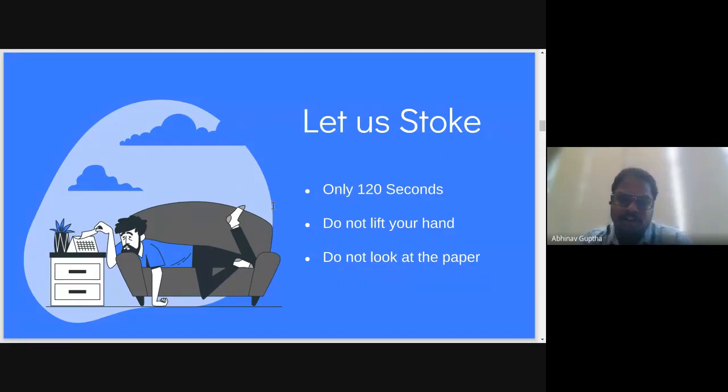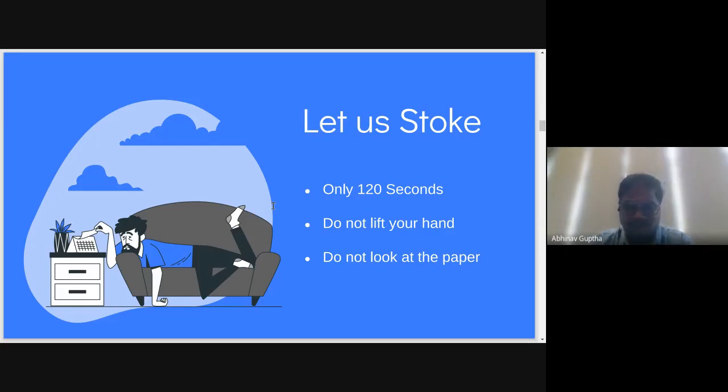So what we'll do right now is, I requested you to have a paper and pencil or a pen with you. This particular exercise will start just now. It will only take 120 seconds. The whole concept is you have to put your pen or pencil on the paper, and you are not allowed to lift the hand, and you should not look at the paper. Look at the image you're seeing here. I want you to draw. I have just 120 seconds, so your time starts now.